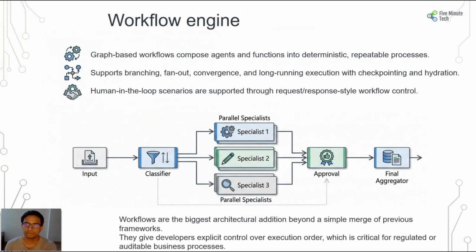Now, the workflow engine is mostly graph-based workflows composed via agents and functions into deterministic and repeatable processes. It supports branching, fan-out, convergence, and long-running execution with checkpointing and hydration. Human-in-the-loop scenarios are supported through request-response style workflow controls, wherein you provide the input, it has a classifier. Then there are specialists which work upon the classifications, and they can work in parallel along with an approval layer, and then the final aggregator is in place.